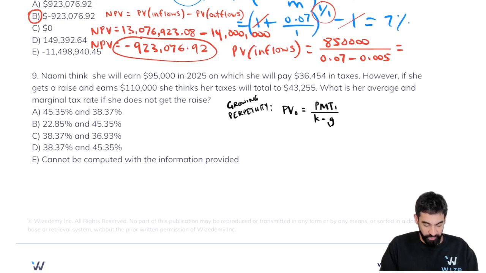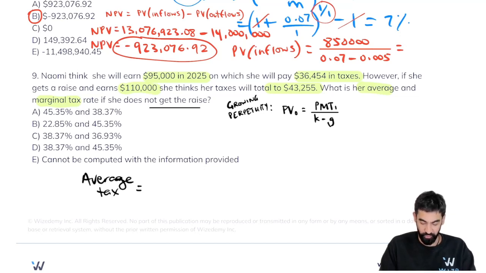Question 9. It says Naomi thinks she will earn 95,000 in 2025, on which she will pay 36,454 in taxes. However, if she gets a raise and earns 110,000, she thinks her taxes will total 43,255. What is her average and marginal tax rate? Okay, so first of all, to get her average, they said, if she does not get the raise. So if she does not get the raise, you take her original numbers.